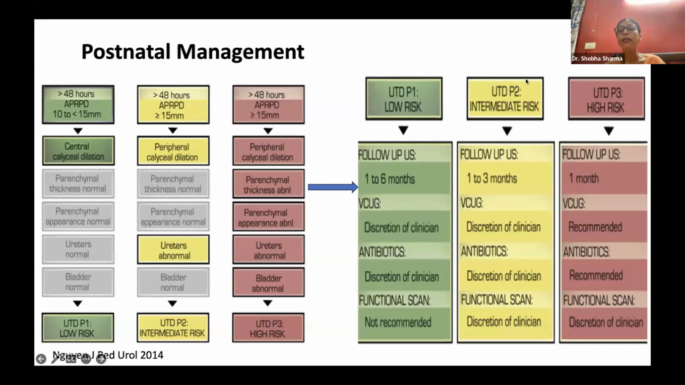Whereas in the P2, in which we have a peripheral calyceal dilatation and the APD diameter is significantly more, that is more than 15 millimeters, or there may be ureteric abnormality, there more frequent ultrasound follow-up is recommended, that is 1 to 3 months for the second ultrasound, and VCUG they have left to the discretion of the clinician, whereas antibiotic and renal scan also they have not recommended, just left to the discretion, on a one-to-one basis for the physician to decide.